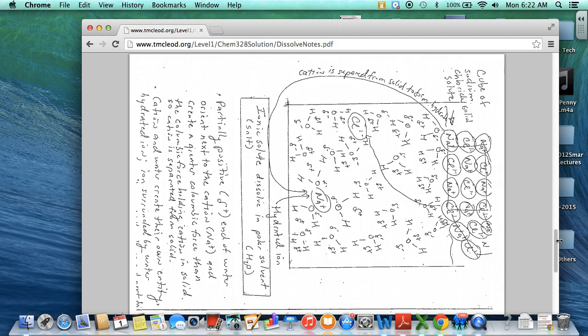And of course, the same thing happens to the chloride ions, but it's the partially positive end of the water molecule. Again, they are called hydrated ions.